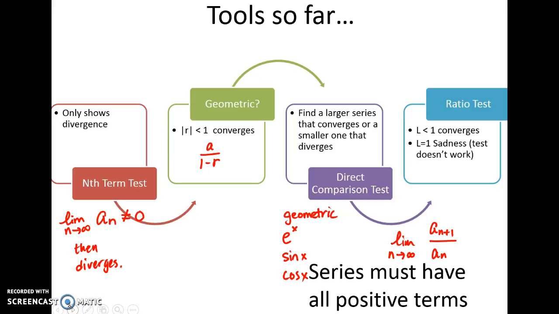For the direct comparison test and the ratio test, remember that your series have to have positive terms, and we can make our series have positive terms by slapping absolute value bars around the terms. If we can show that the absolute value of our series converges, then we know that the series converges without those absolute value bars as well, because that's absolute convergence.